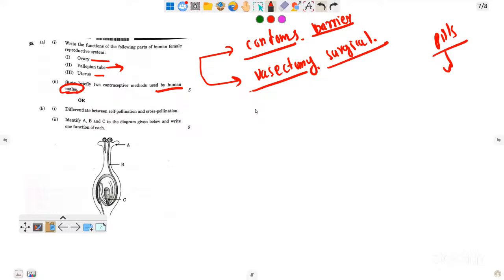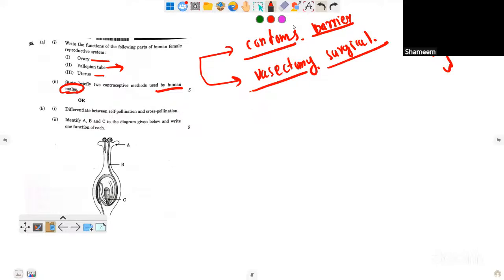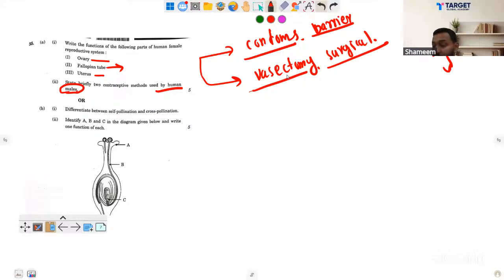What about the cross-pollination? Better adaptability we can observe in cross-pollination. The next one: identify A, B, and C in the diagram given below and write the function of each. Yes, better rate of survival, that's for cross-pollination.